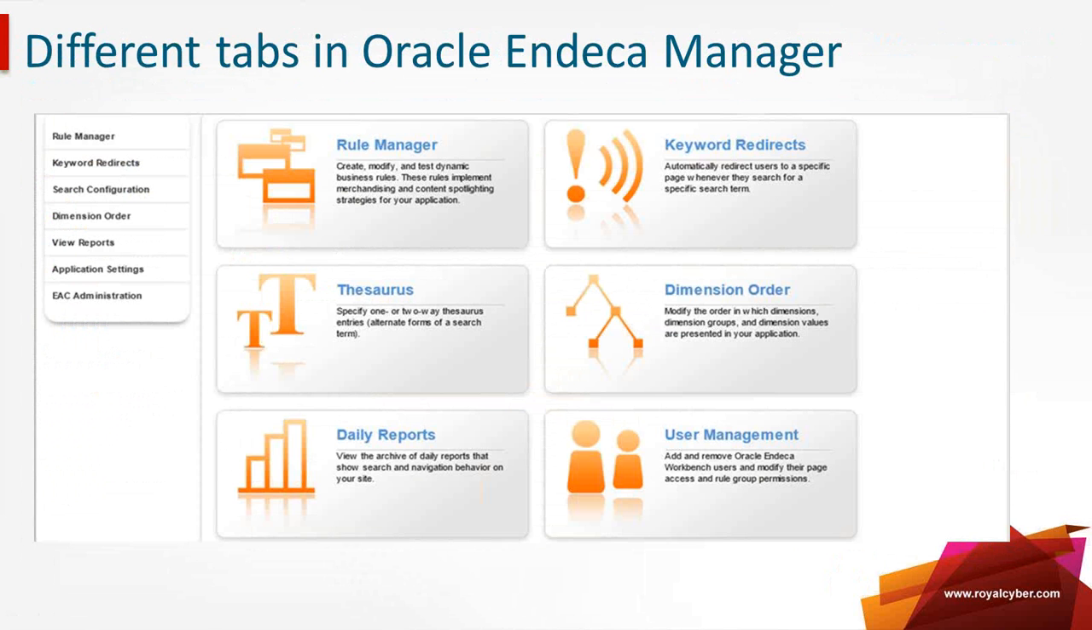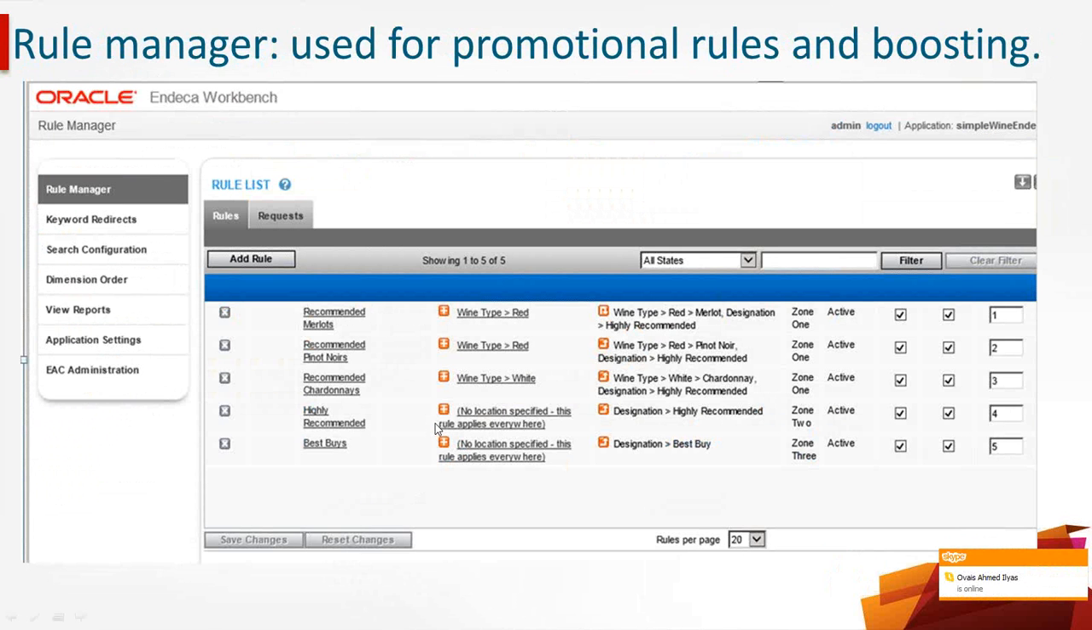And this is the Oracle Endeca Manager, where you can perform a rule. You can go over the rule manager: keyword redirects, thesaurus, dimension specifications. So these are all from the business perspective. These changes are done. There are several rules set up, and if you want to do promotional rules or specials, if you want to show those items at the top, or you want to do some boosting for specific products or brands to be shown at the top, those rules are set up here, in this document.